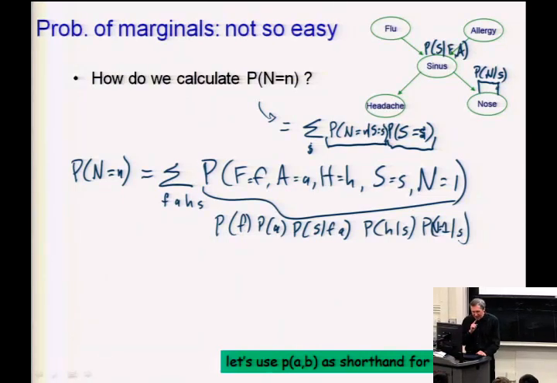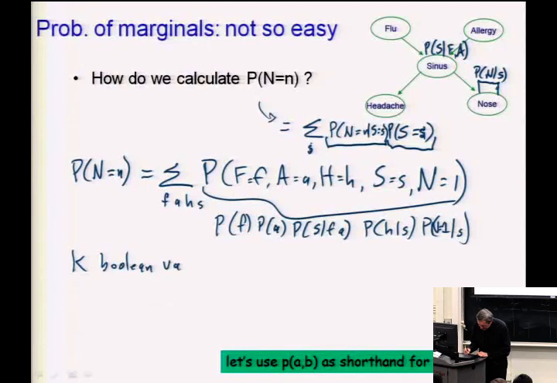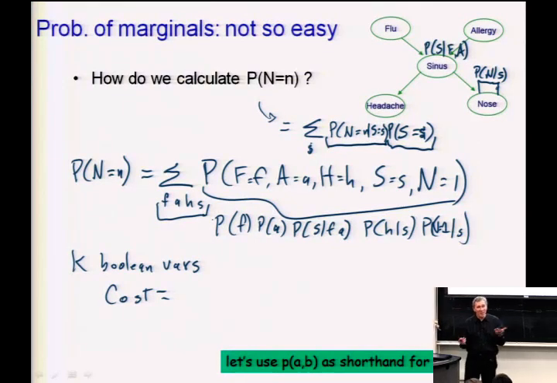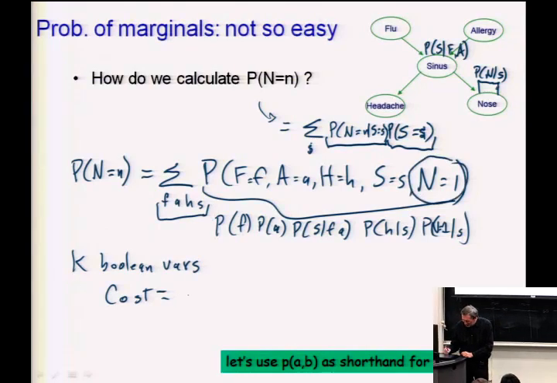So what's the cost of this? Suppose we have k variables, k Boolean variables to make it simple. So the cost of doing this is what? Well, if we're trying to find the marginal for one of these things, we're going to have 2 to the k minus 1 terms in our sum.